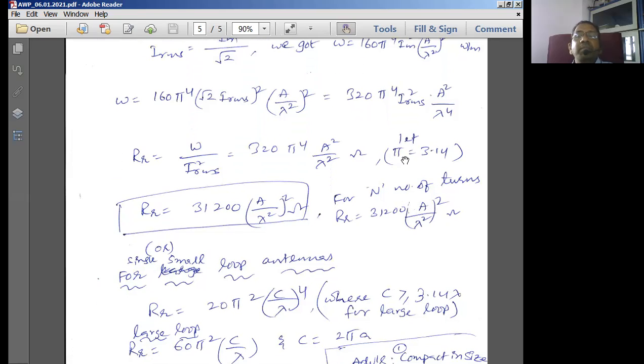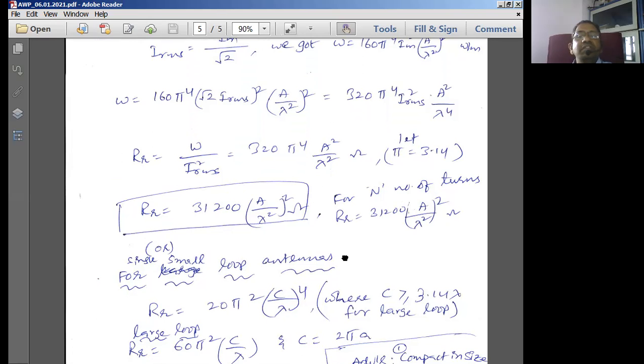Then pi I can replace, pi is equal to 3.14 as you know. So replace pi with this. Then finally you'll be getting the radiation resistance of a loop antenna equal to 31200 (A by lambda) square whole square. So this is going to be the radiation resistance equation of a loop antenna.